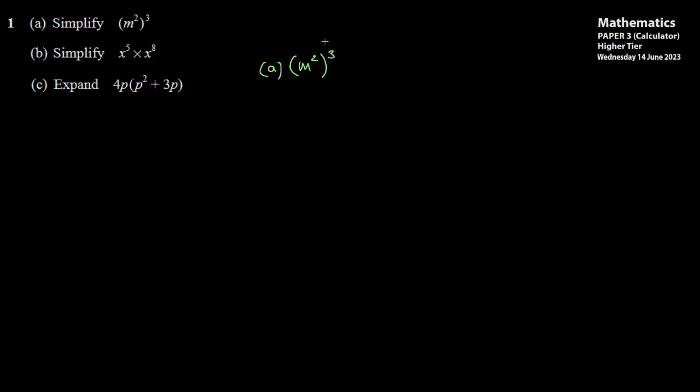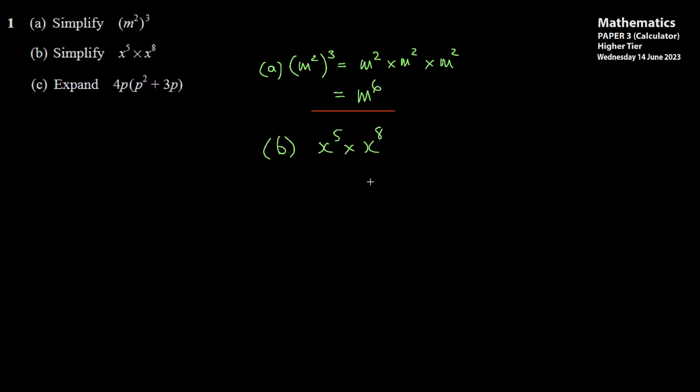Well, you might say, why do we multiply this and add this? Well, this is actually equal to m squared multiplied by m squared multiplied by m squared. Well, that's exactly the same as what's coming up in part B. We're going to be adding 5 and 8, and we just have to add 2 and 2 and 2 here. So this is equal to m to the 6th, and that's the answer.